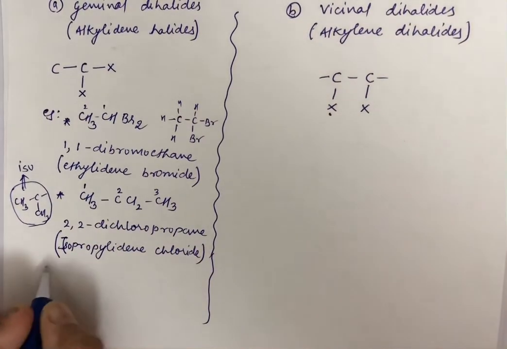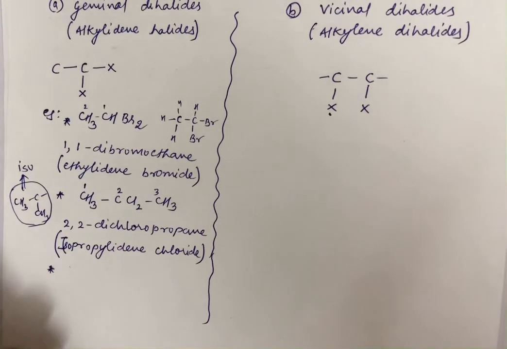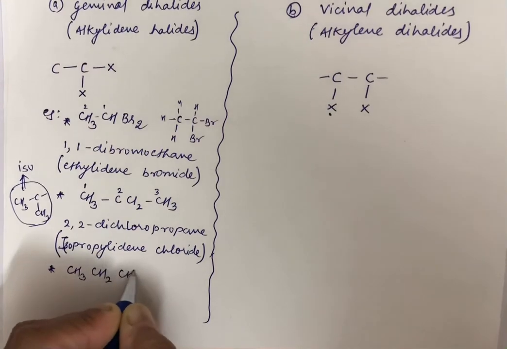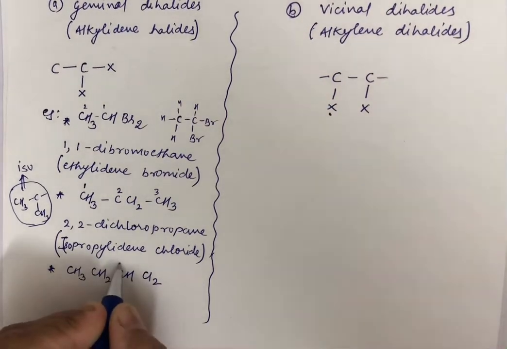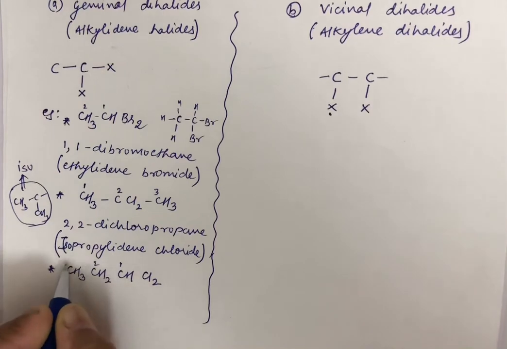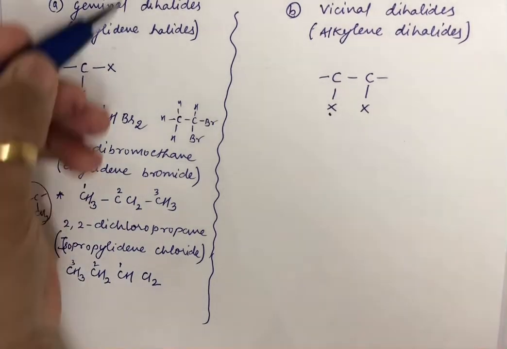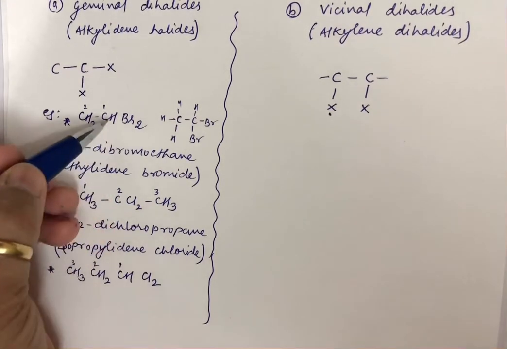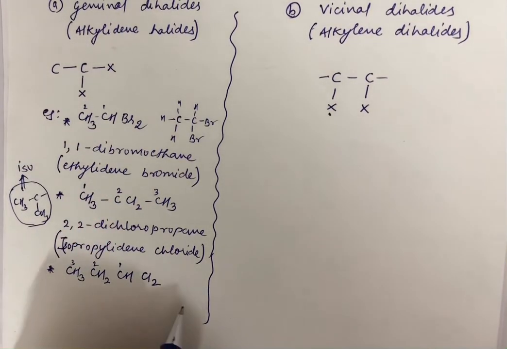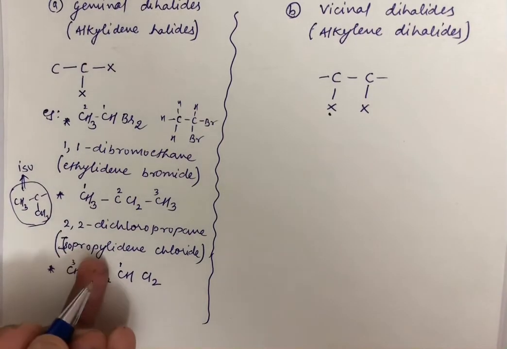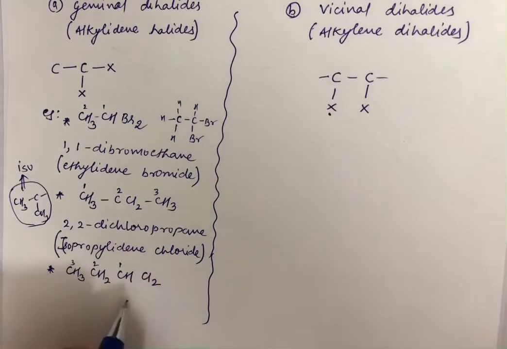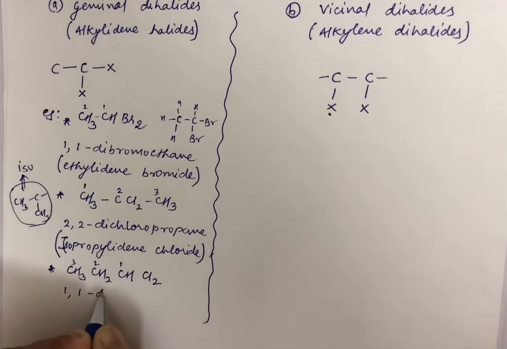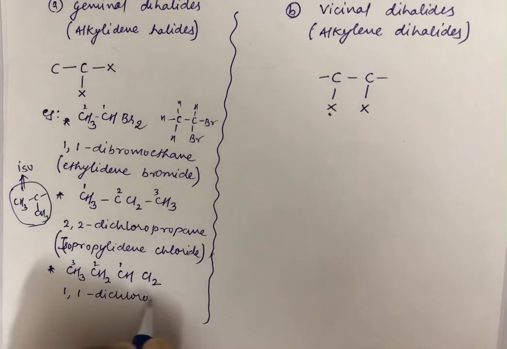Let me give you another example, which is your propylidene chloride. It would be CH3CH2CHCl2. You can see that this is your first carbon to which both the Cl are attached. These are the examples of geminal dihalides where halogens are attached to the same carbon. Now I just wanted to give you a difference between isopropyl chloride and propyl chloride. So I gave you this example. Now, how do you name this the IUPAC way? It is 1,1-dichloropropane.